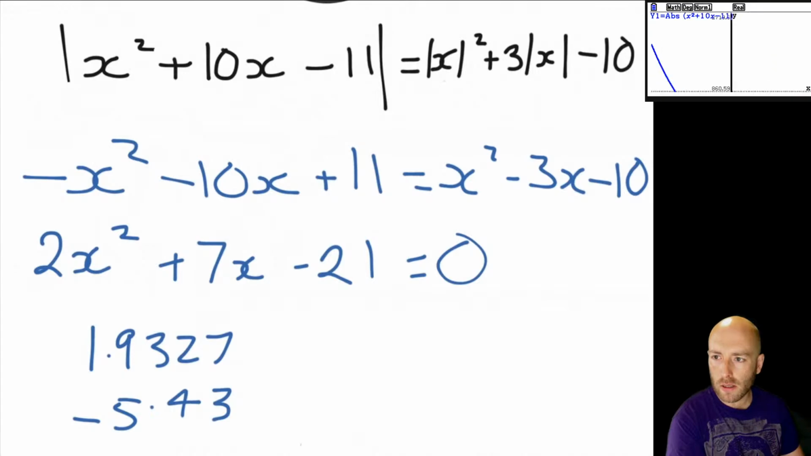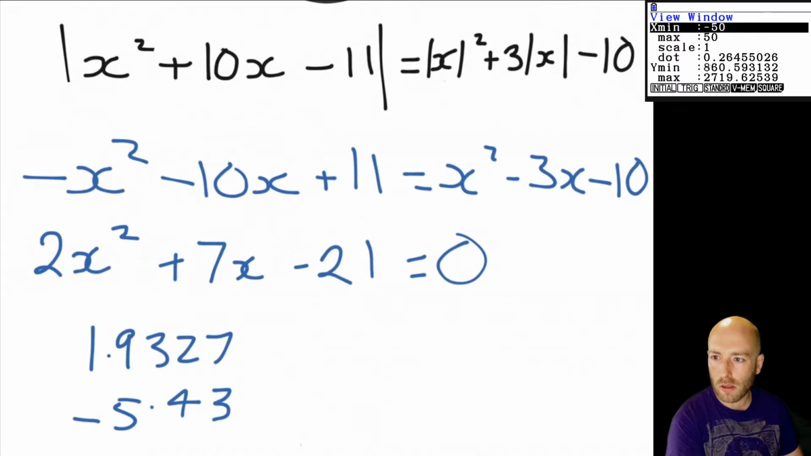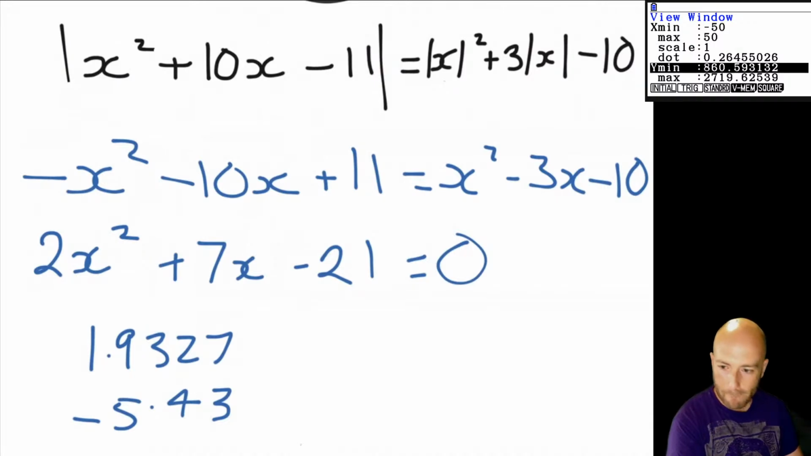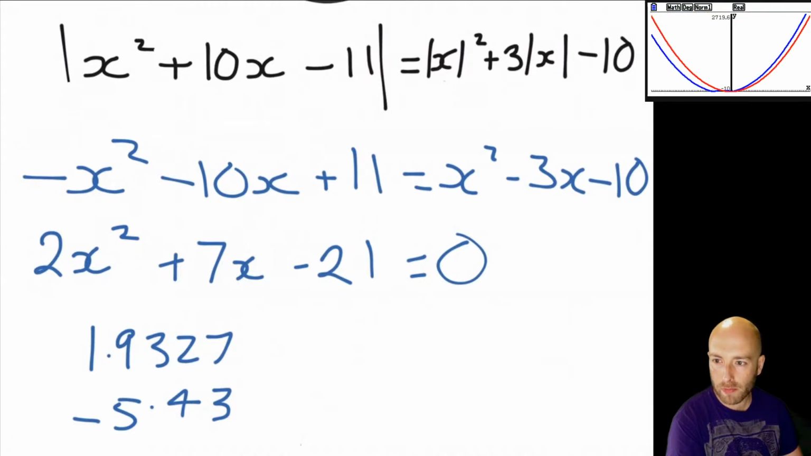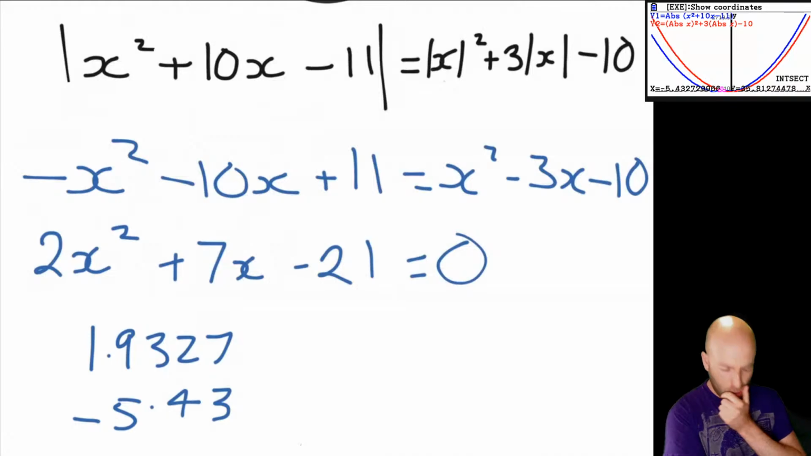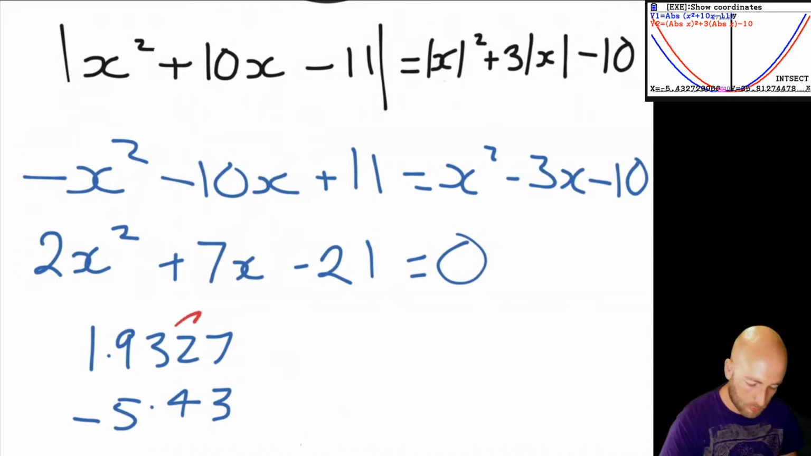So if I sketch those again, I'm going to zoom right out this time. What should we go to? There we go. G-Solve, intersect. And there is only one. I don't know why solving this has given me 2. But yeah, minus 5.43 is the only solution. So that one shouldn't be there.